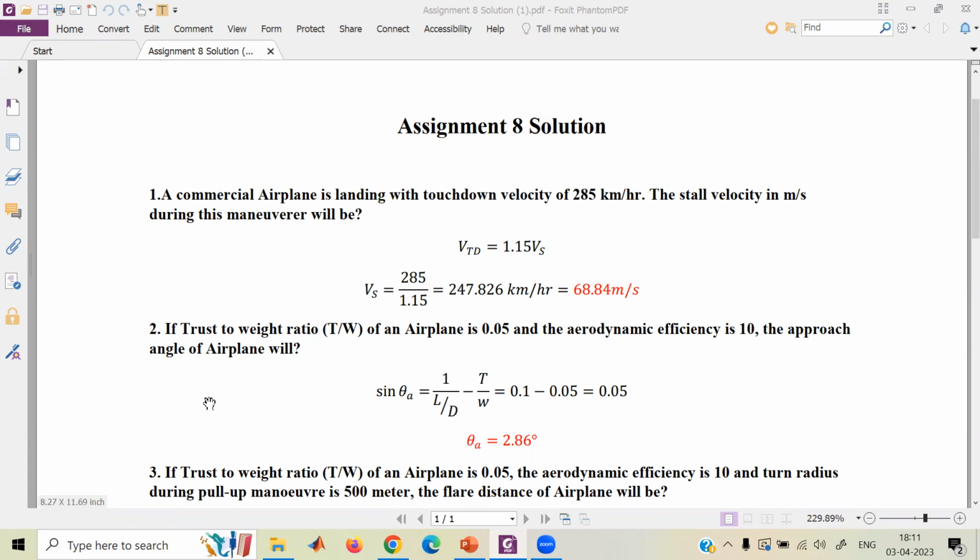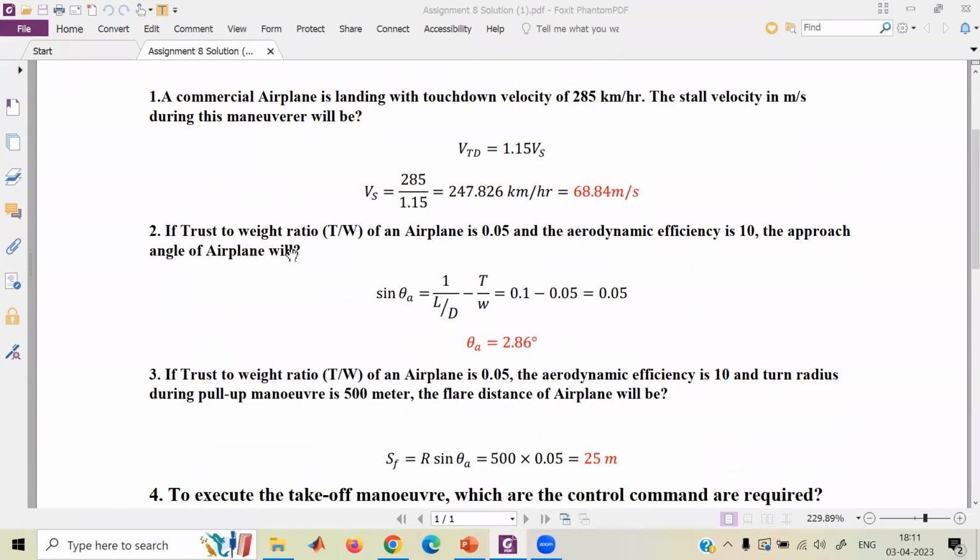Next question is, thrust to weight ratio of an airplane is this, and the aerodynamic efficiency is 10, which is L by D. The approach angle of the airplane will be. So first, what is the definition of the approach angle? Can any one of you define what is approach angle? Sir, it is the angle at which the airplane is gliding towards the, not gliding, but power on glide towards the runway, touchdown point. Right.